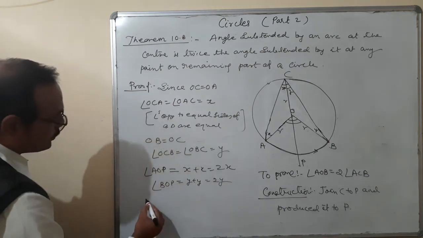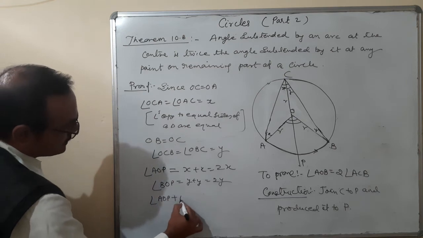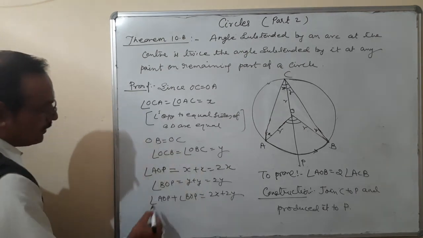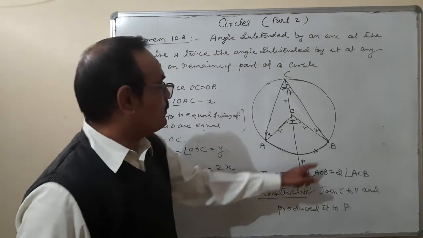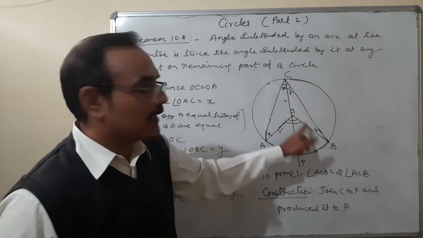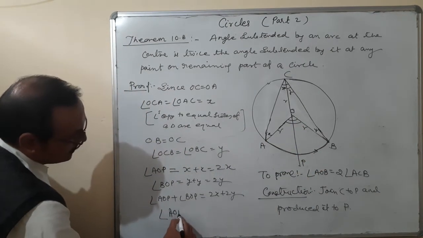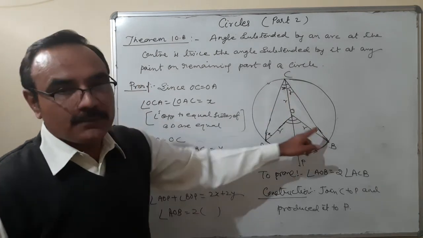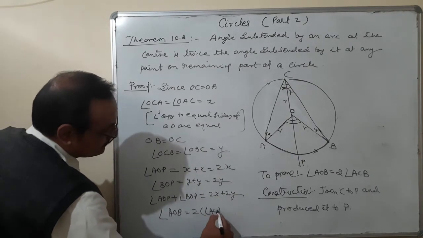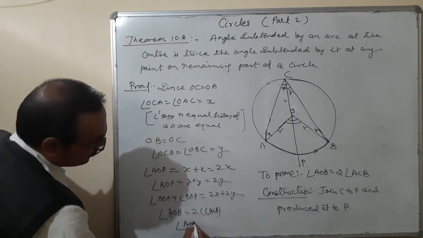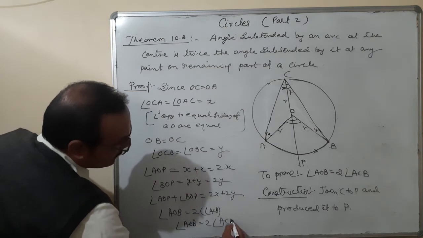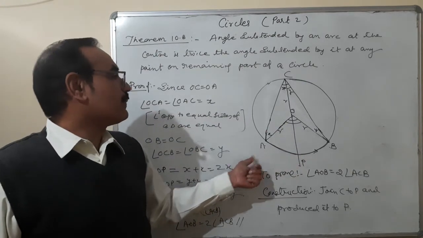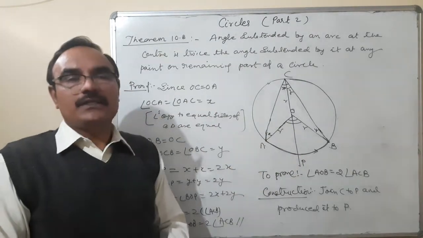If I add both of them, angle AOP plus angle BOP is equal to 2x plus 2y. AOP plus BOP is the sum of these two angles, which makes angle AOB. So angle AOB is equal to 2 times (x plus y), and x plus y means angle ACB. So this is the proof: angle AOB is equal to twice angle ACB. Got it? Some reasons are left there. They are the exterior angle theorem, which I have already written here, so in the reason you can write this.